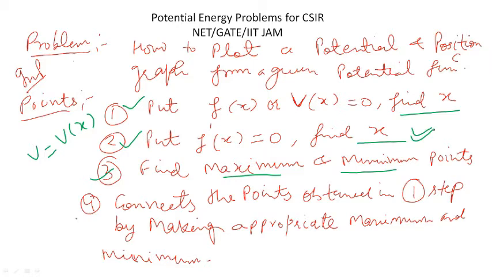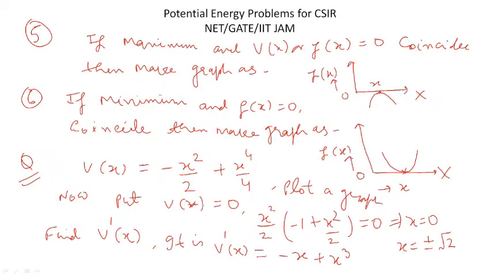In the fourth step you have to connect the points obtained in step 1 by making the appropriate maximum and minimum. The next step is, if a maximum and V(x) or f(x) equal to 0 coincide, then you have to make the graph a reverse U-shaped graph, and this U-shaped curve will touch the x line.